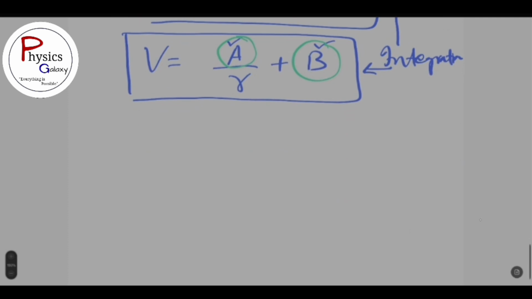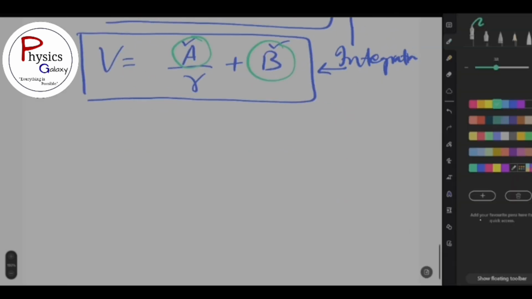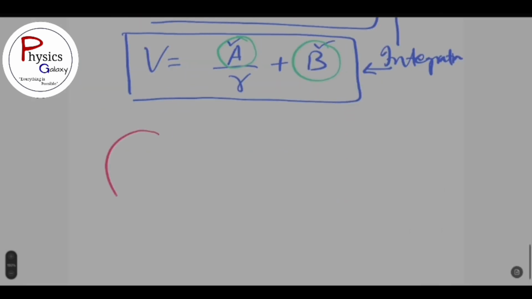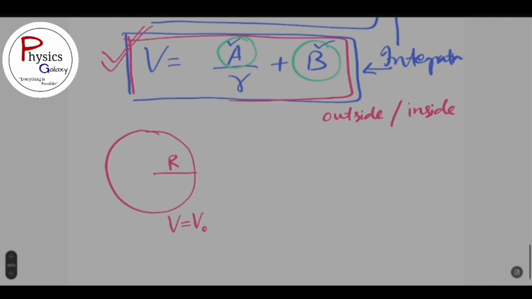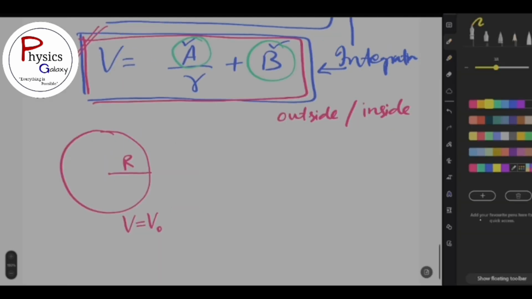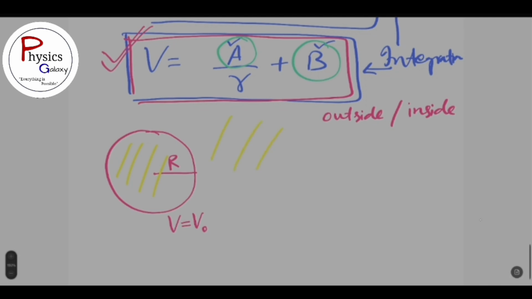Okay, now let's take an example. Suppose I have a spherical charged shell at potential V equals V naught, of radius r, and I want to find the potential outside as well as inside. I know how the potential will look. The potential will have this form, because there is no charge inside and no charge outside. So I can use Laplace's equation, for rho equal to 0.